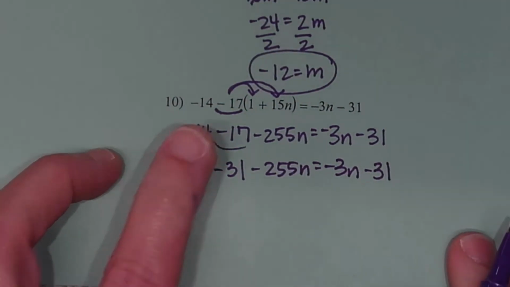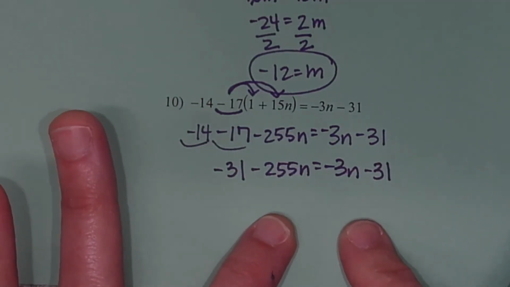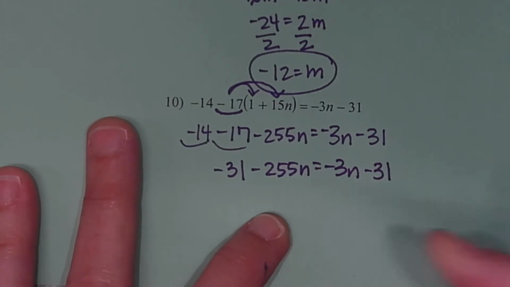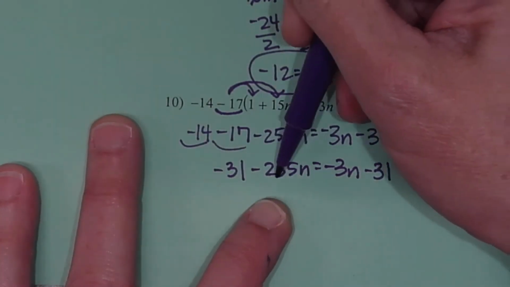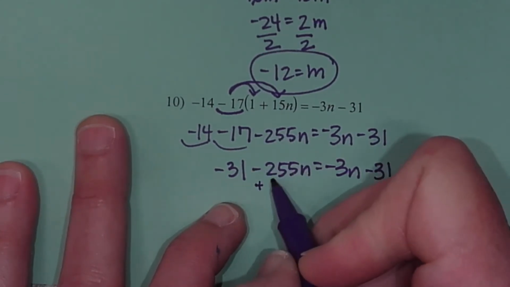Okay, so we have variables over here and we have variables over here. We want them only on one side. It doesn't matter what side we choose. I'm gonna get rid of this variable term. We're gonna get rid of it by doing the opposite. Right now it's subtracting, so we're gonna add.